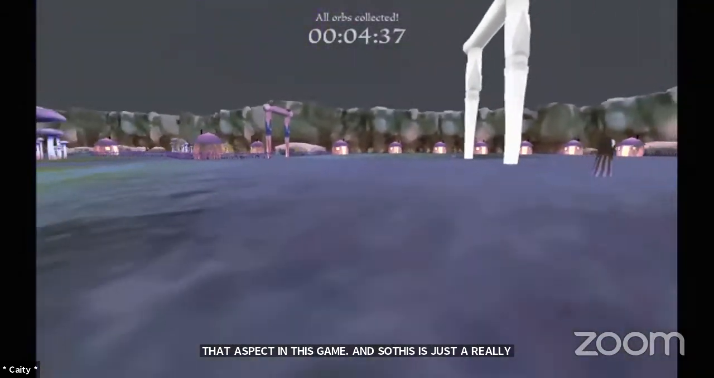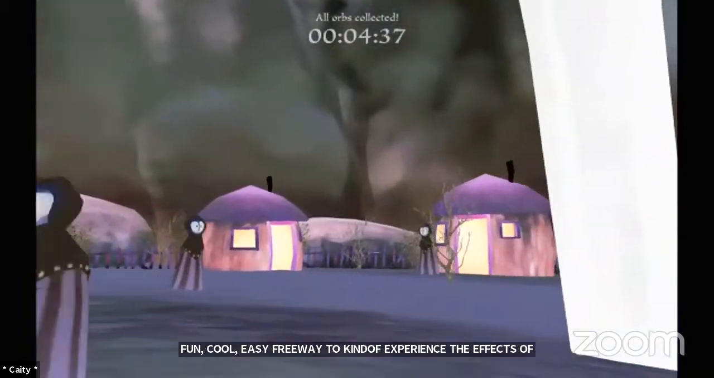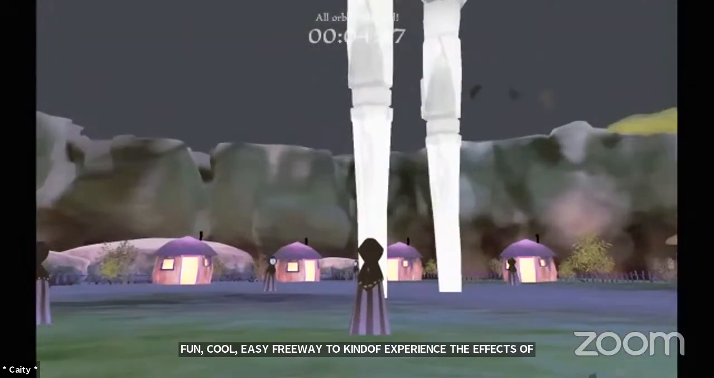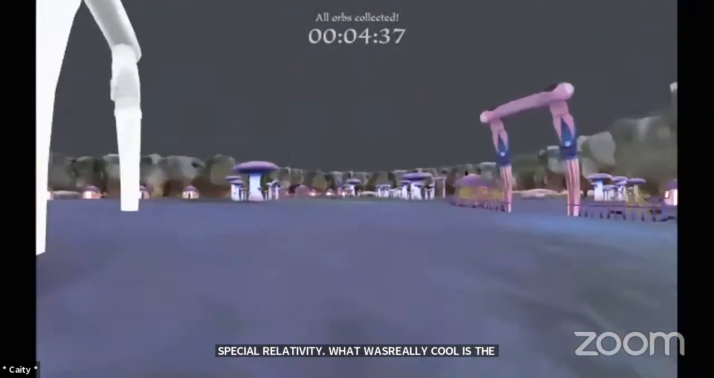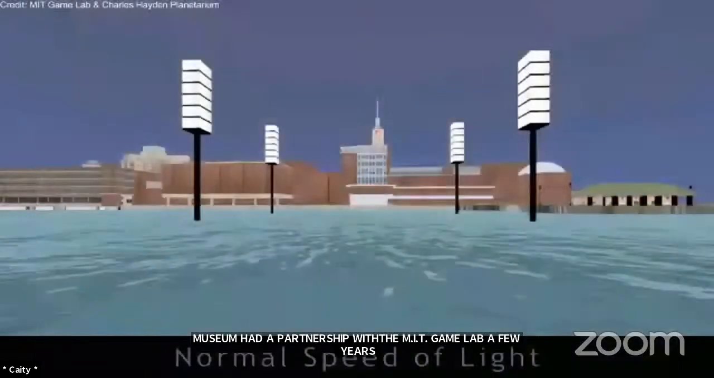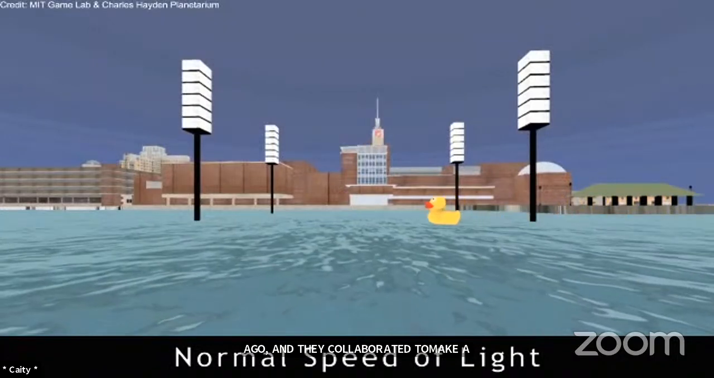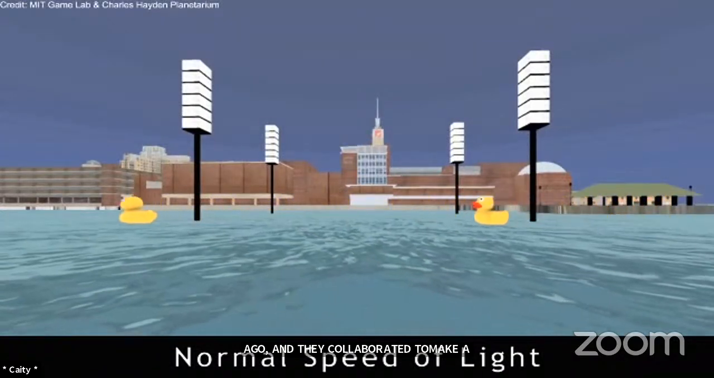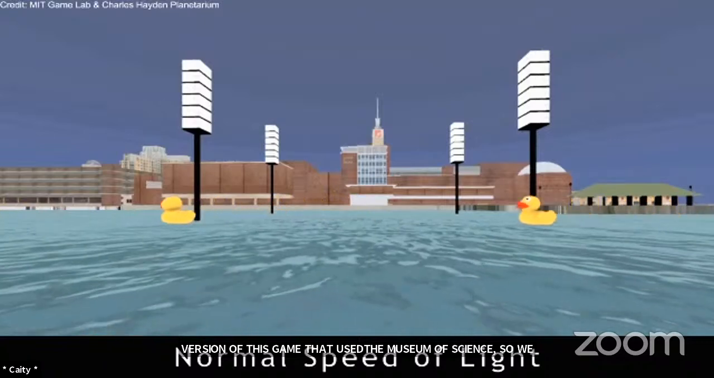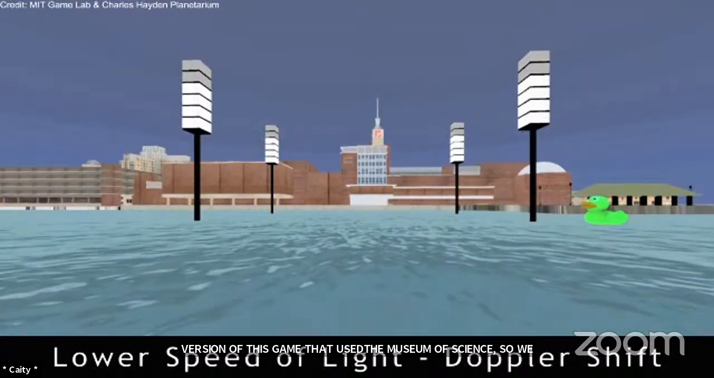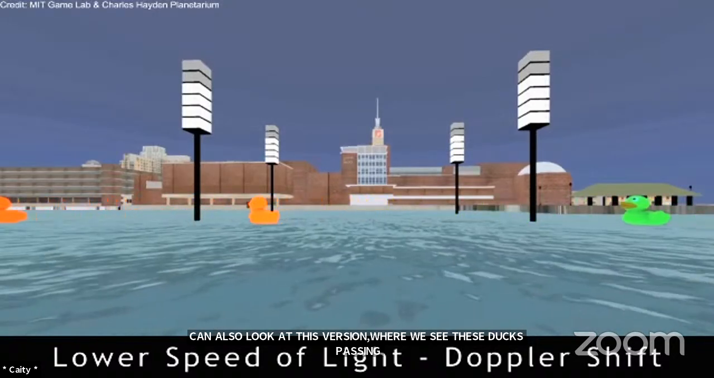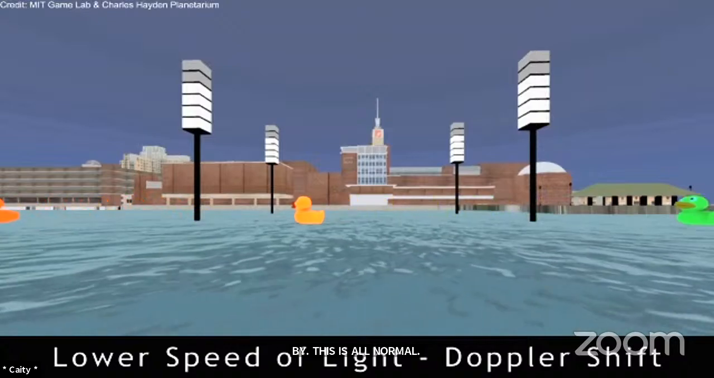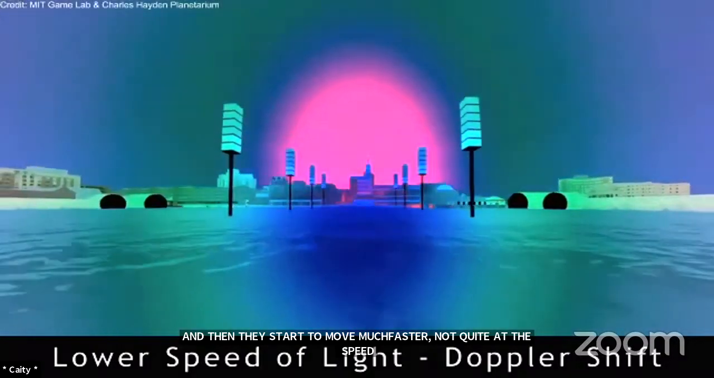Now, what was really cool is the museum had a partnership with the MIT Game Lab a few years ago, and they collaborated to make a version of this game that used the Museum of Science. So we can also look at this version, where we see these ducks passing by. This is all normal. And then they start to move much faster, not quite at the speed of light, but a little bit under half. And you see the Doppler shift happening there.